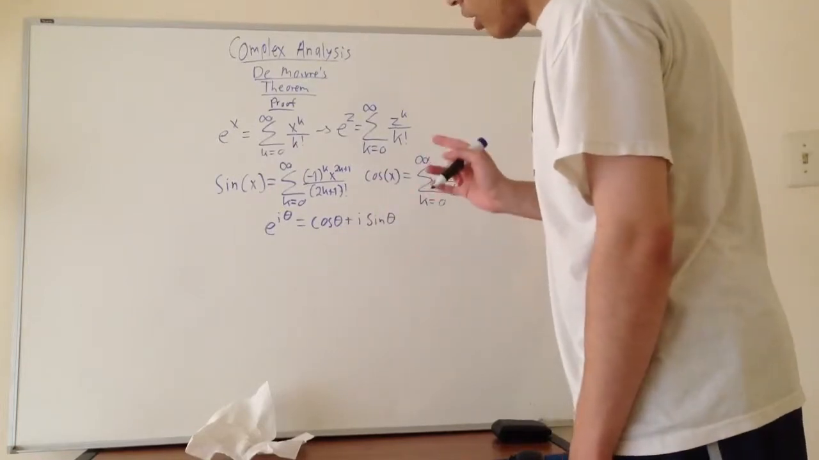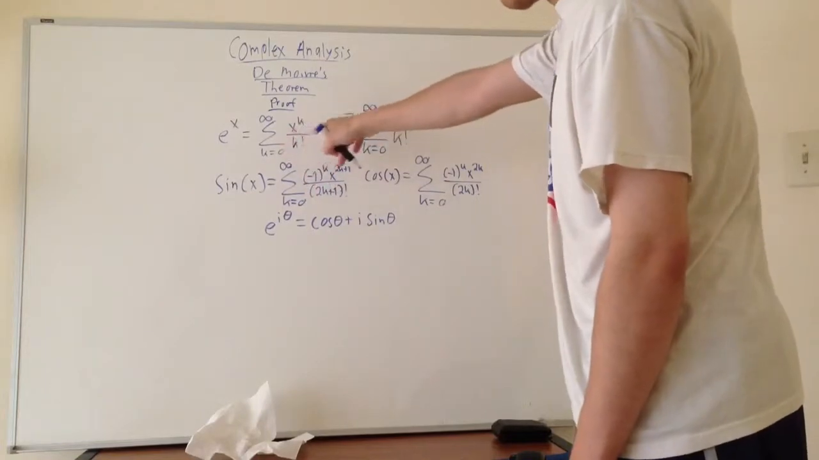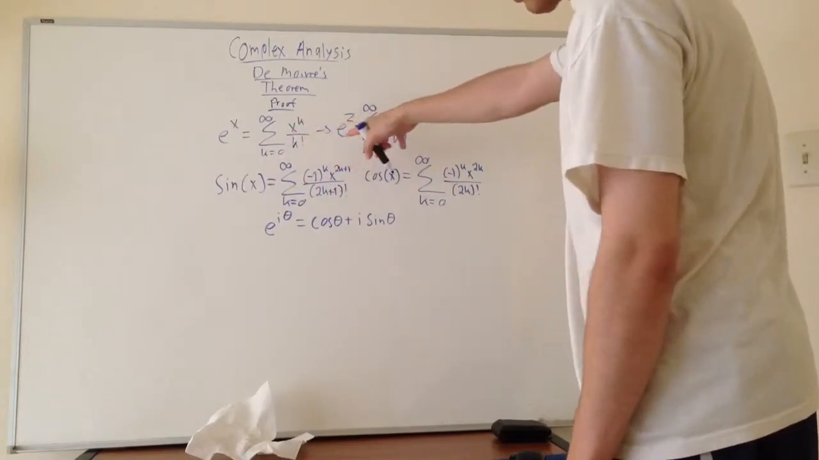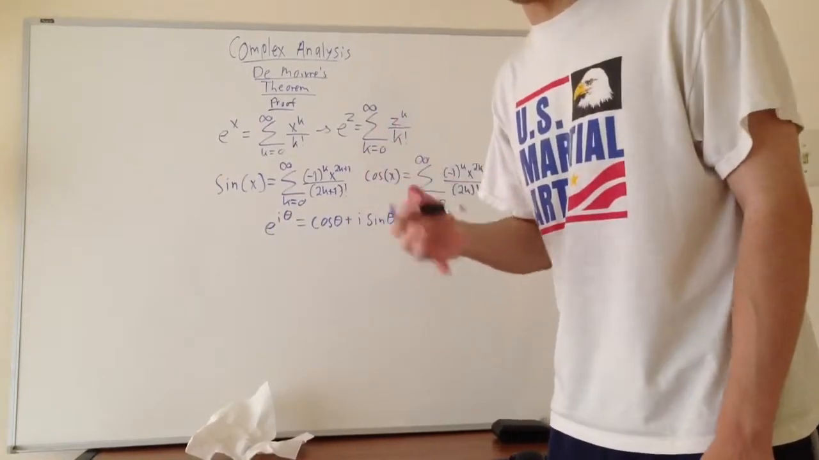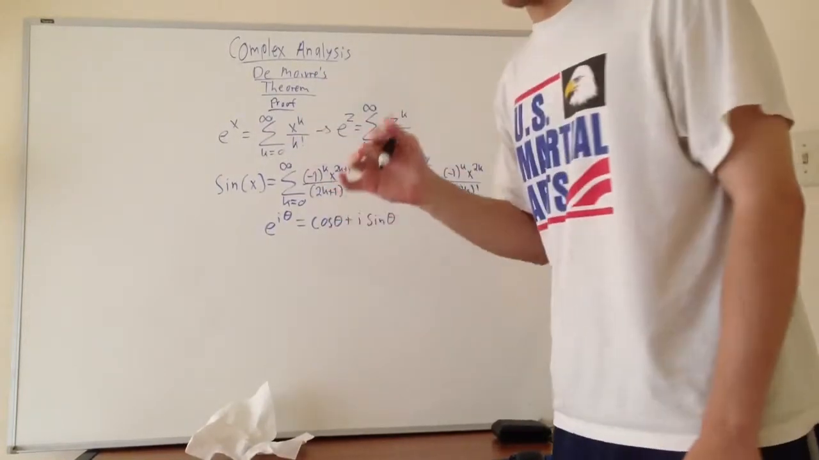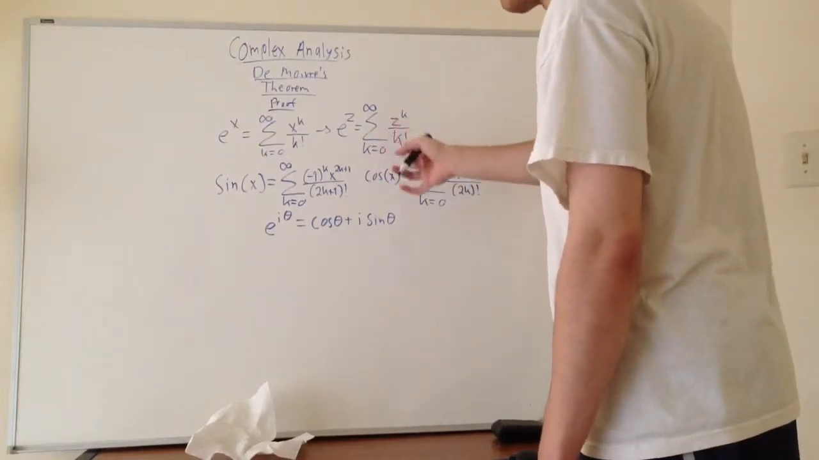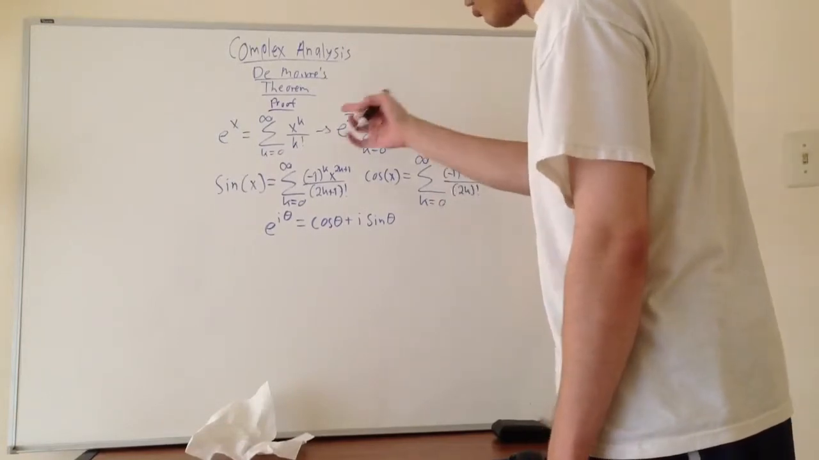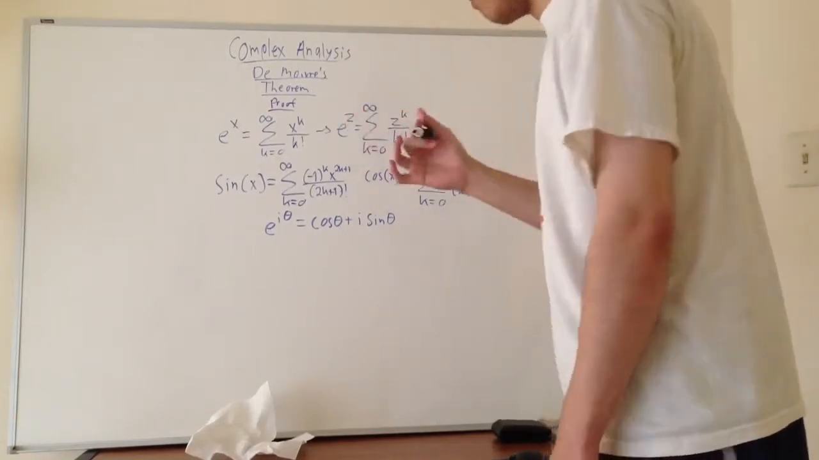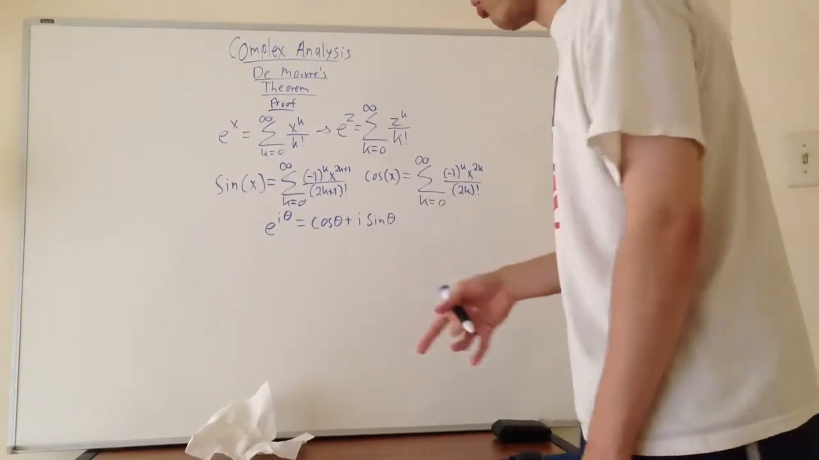If you remember, the power series of e to the x is the sum as k goes from 0 to infinity of x to the k over k factorial. In complex analysis, if you replace the x with a z, the power series is exactly the same: the sum as k goes from 0 to infinity of z to the k over k factorial. The only difference in the complex version is that we replace the x with the z. It's pretty much the same thing, except now we're working with complex numbers, not just real numbers.